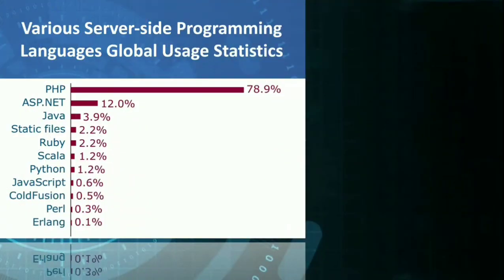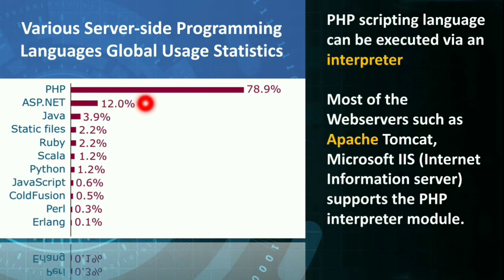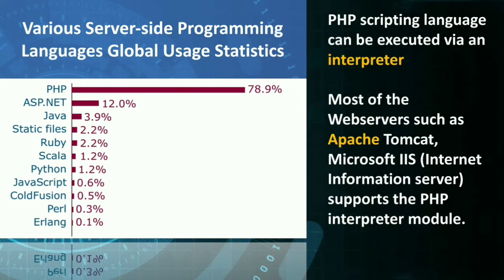So let us see various server-side programming languages. So here we do have PHP as the most popular one, and this scripting language can be executed via an interpreter. So interpreter means as we write the program, it will be executed. There is no need of converting the program into machine language. In the previous lesson, we have learned how to install XAMPP server. So that XAMPP server holds this web server Apache. So this Apache or most of the web servers supports PHP interpreter module. So it supports for PHP programming.